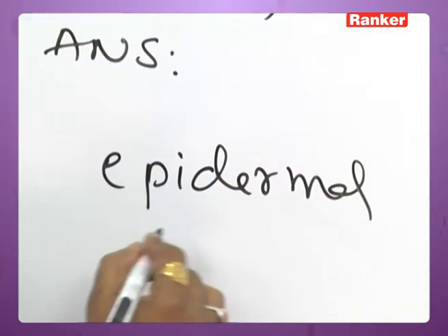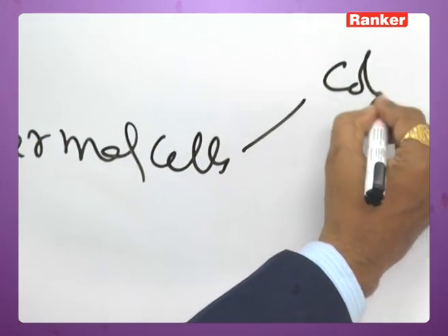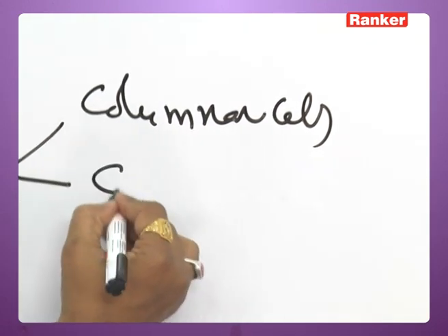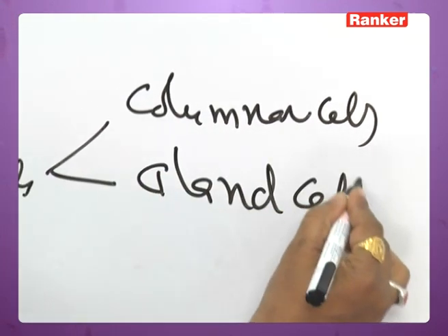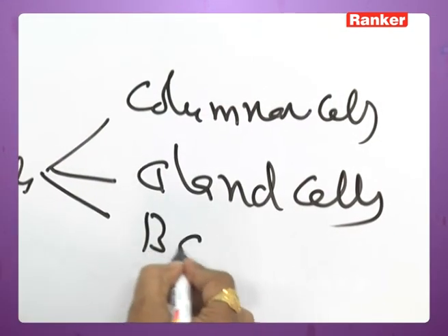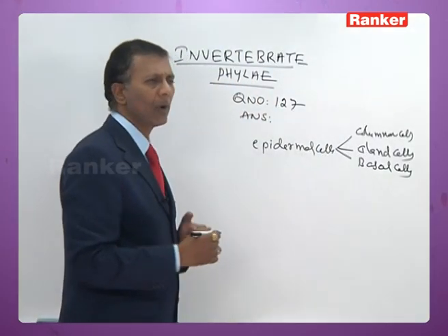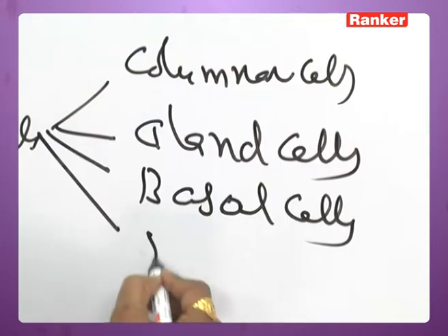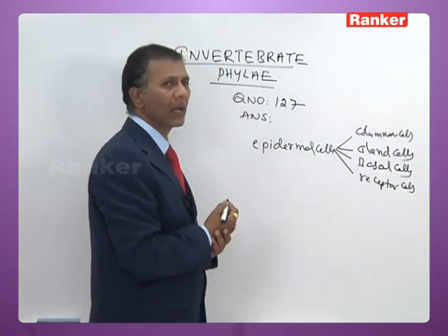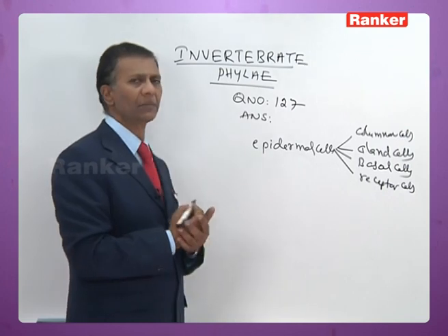Epidermis is made up of columnar cells and those epidermal cells are: A, columnar cells which form the bulk of epidermis; then B, gland cells. There are 2 types of gland cells, mucous gland cells and albumin gland cells. Then C, basal cells. The basal cells are the totipotent cells in earthworm, and D, receptor cells. All of them are basically columnar in shape here now. So it has got 4 kinds of cells: columnar cells, gland cells, basal cells and receptor cells.